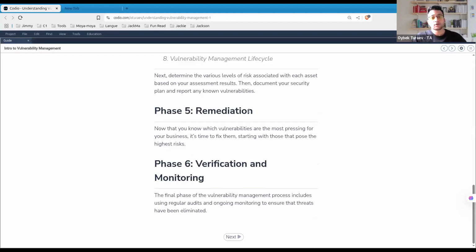We know which vulnerabilities are most pressing for us, and then we apply the fix. The last stage is verification: we see that the fixes do not cause other vulnerabilities or other problems in the organization or system, and then we keep going with our monitoring. So that's the life cycle of how vulnerability management works.